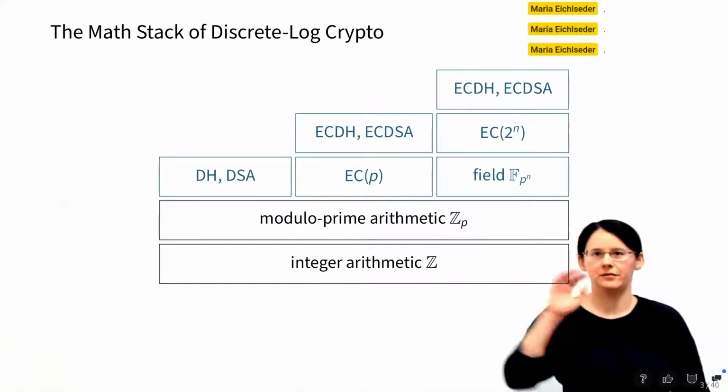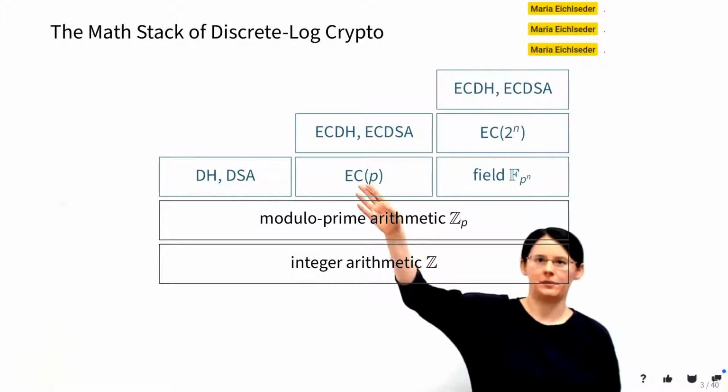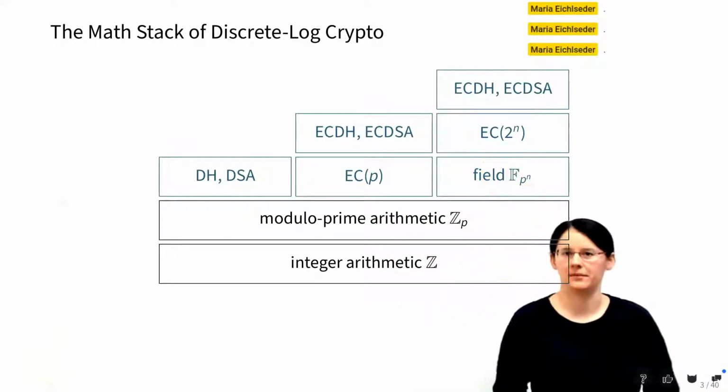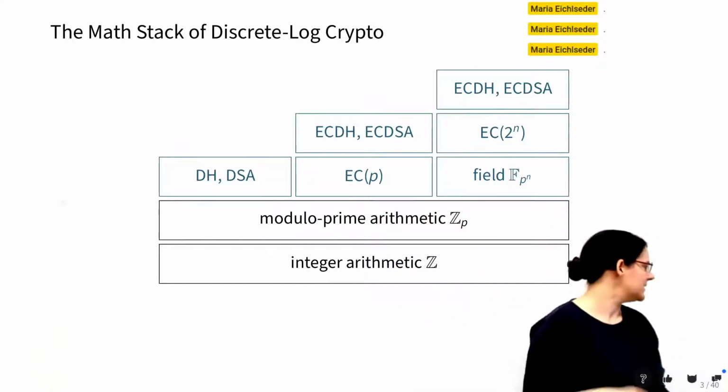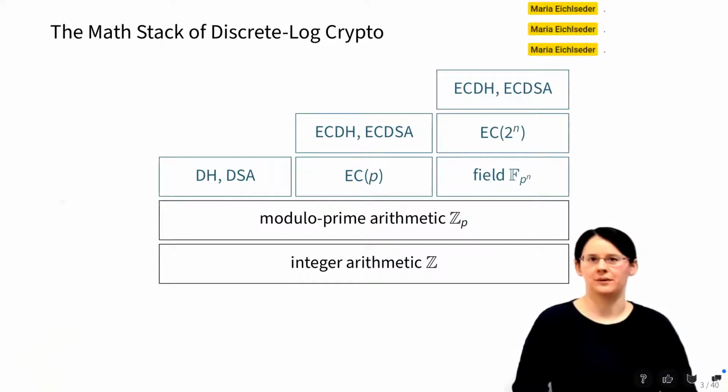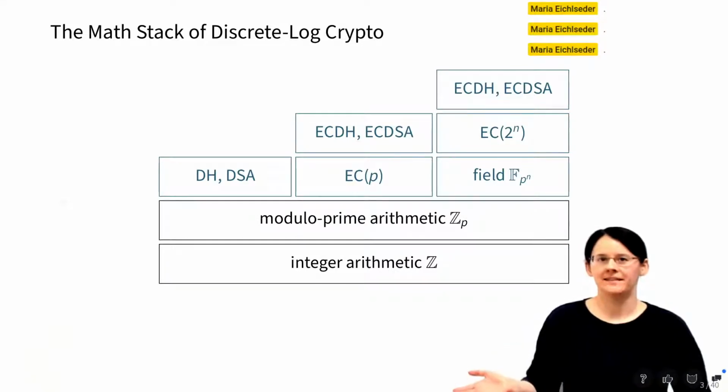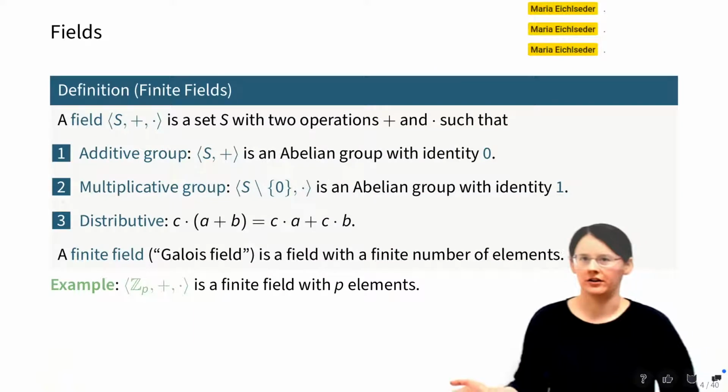So that in the end we have two types of fields, those with a prime number of elements and those with 2 to the something elements. So this is the stack of structures that we need. So let's have a look at what fields actually are.